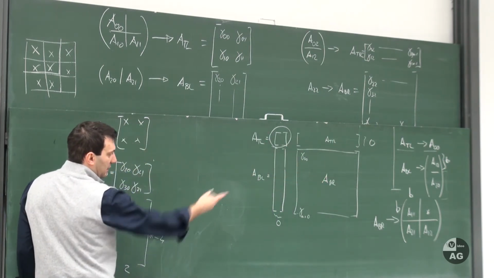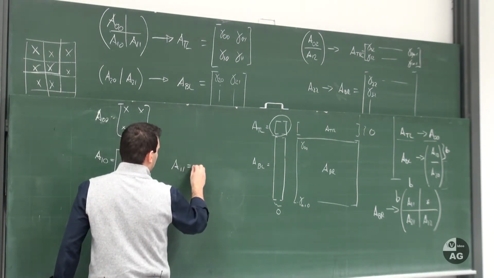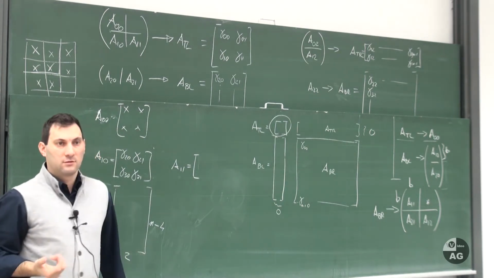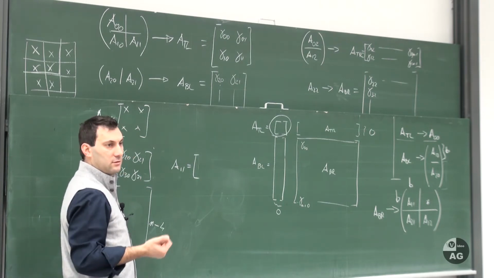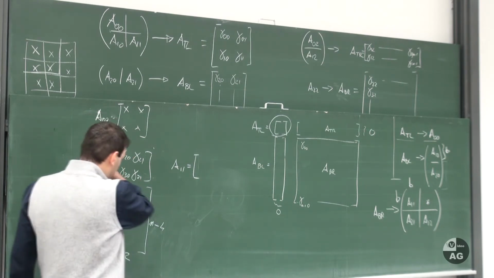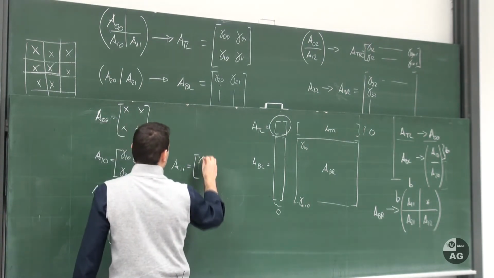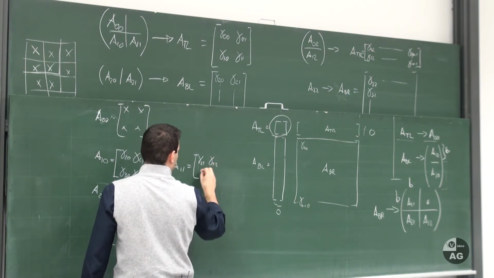A bottom right becomes 4 different objects. Let's start from A11. Somebody tell me A11, please. Gamma 3, 2 and gamma 3, 3.